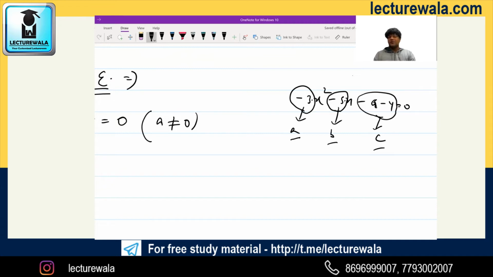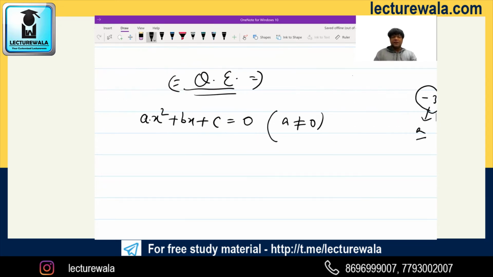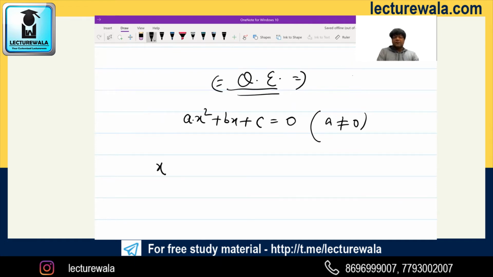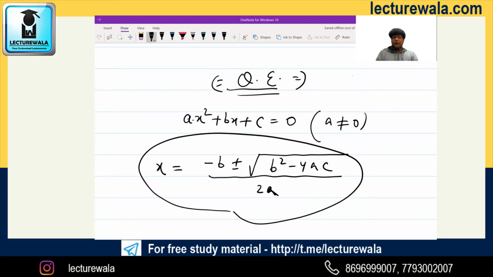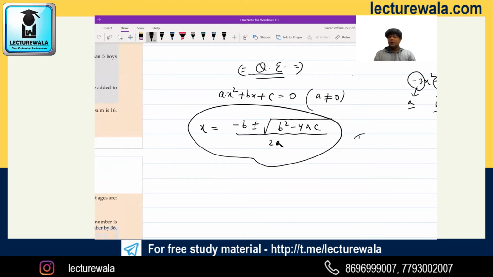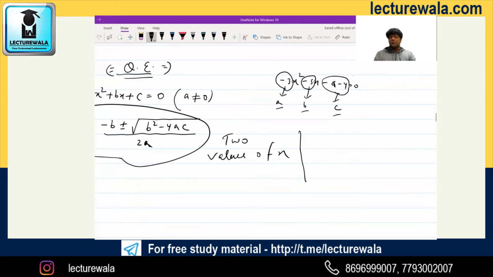Once you decide how much is a, how much is b, and how much is c, you can directly get your x answer. What is the value of x? Minus b plus or minus root over b square minus 4 into a into c, by 2a. You put the values of a, b, c in this formula, you will get the values of x. How many values of x will you get? 2 values. Obviously, 2 values of x you will get, and those 2 values of x are called the roots of the equation. So what will we say? 2 roots of the equation. Clear?